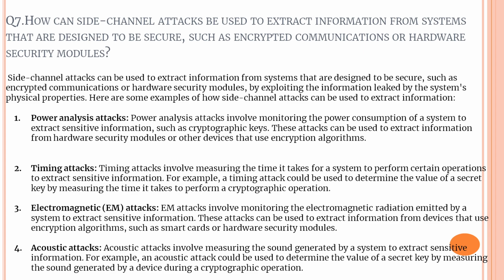The third one is electromagnetic attacks, that is EM attacks. EM attacks involve monitoring the electromagnetic radiation emitted by a system to extract sensitive information. These attacks can be used to extract information from devices that use encryption algorithms such as smart cards or hardware security modules. The fourth and the last one is acoustic attacks.